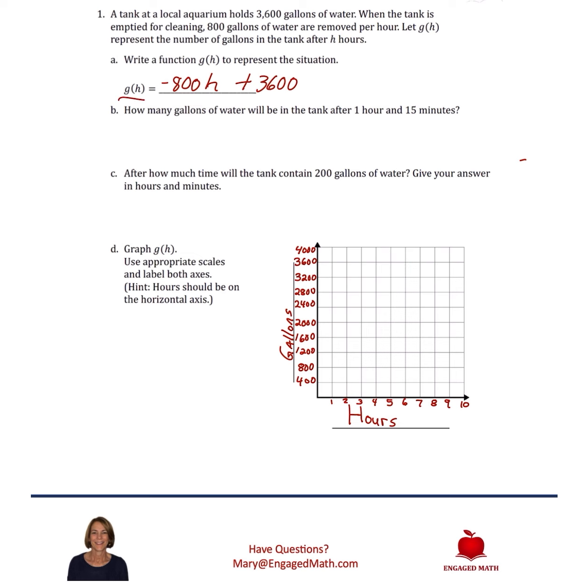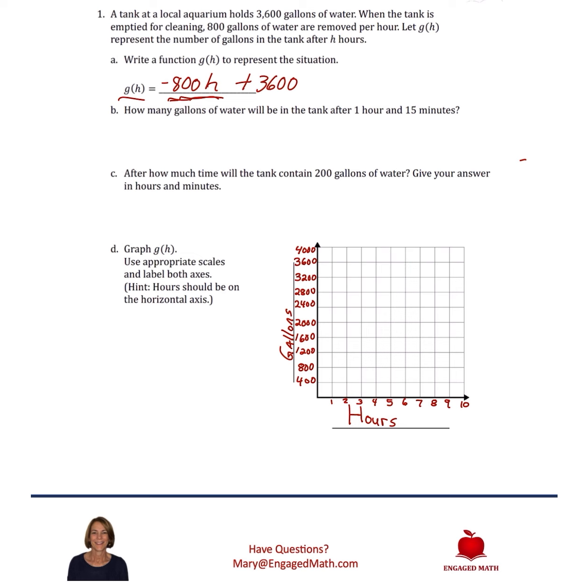So G of H means the number of gallons after H hours. So after 1 hour, we would have to subtract off 800 because it's negative 800 times 1. If it was 2 hours, it would be negative 800 times 2. So this is the function that represents the situation.